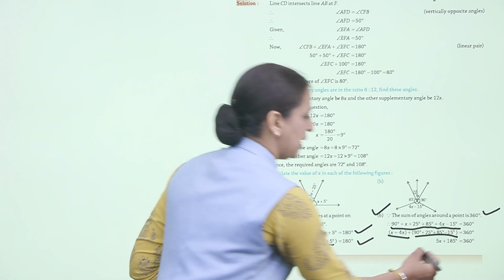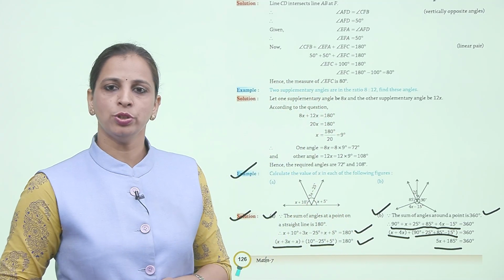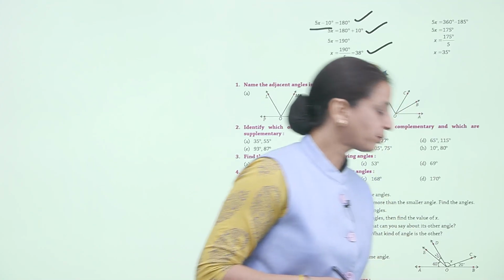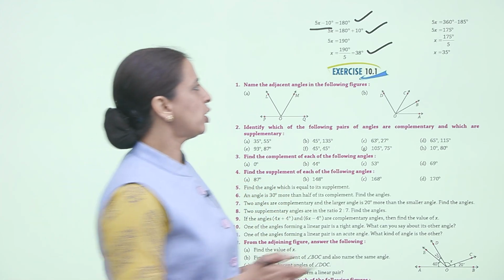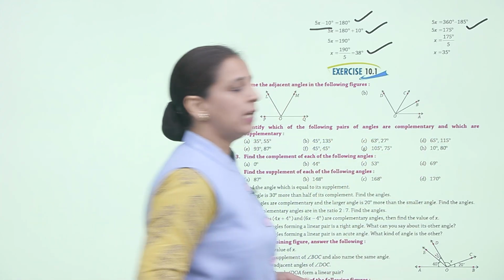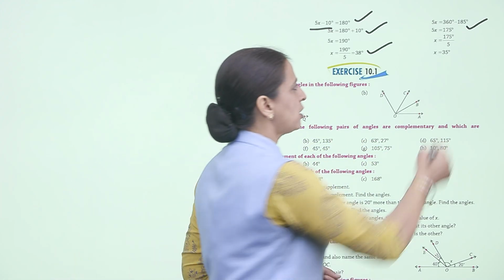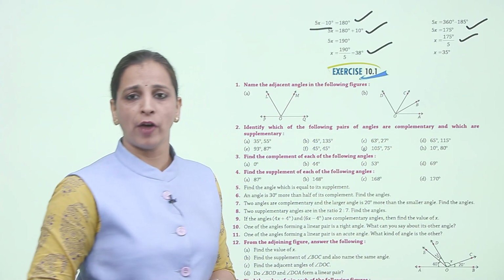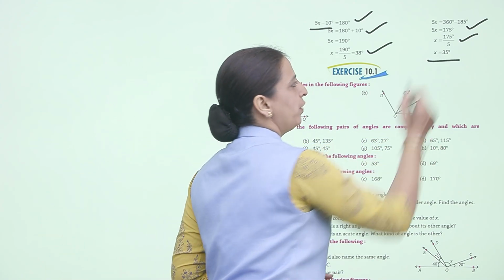Now 5x plus 185 degrees is equal to 360 degrees. Now 5x is equal to 360 minus 185, that is 175 degrees. x is equal to 175 degrees upon 5, that is 35 degrees.